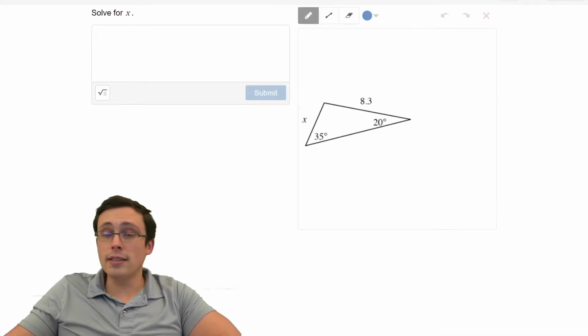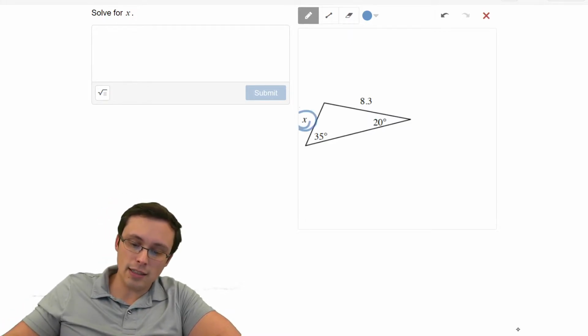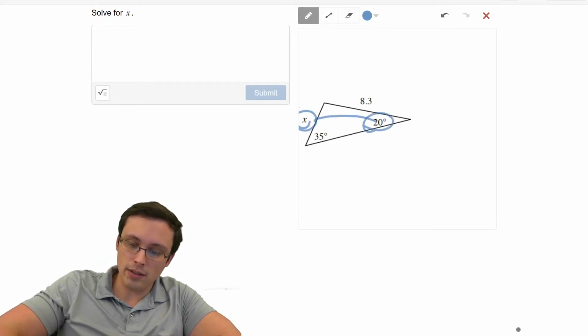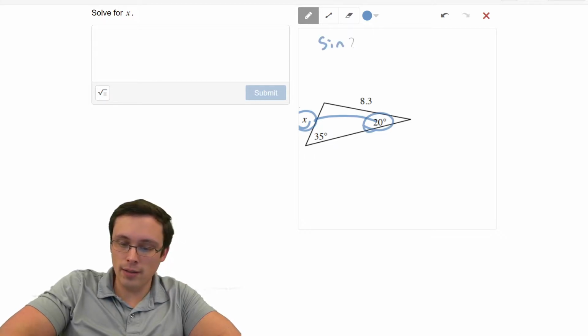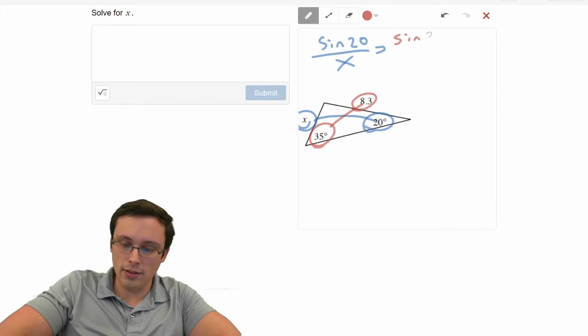The next one, is it a right triangle? Nope, better use the law of sines. Here's our x, that's what we're trying to find. What's across from it? The 20. So we're going to do sine 20 with an x on the bottom equal to, remember, the other angle and its opposite side. So it's going to be sine 35 over 8.3.